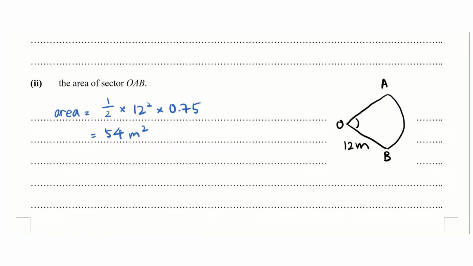And now we take a look at part 2, where we want to find the area of the sector OAB. We have earlier already found out what is the angle AOB, which is 0.75. Then using the formula for area of sector when the angles are in radians, which is half r squared theta, the r value is the radius 12 and the theta is 0.75. So keying this entire thing into the calculator, we will get 54 meters squared.